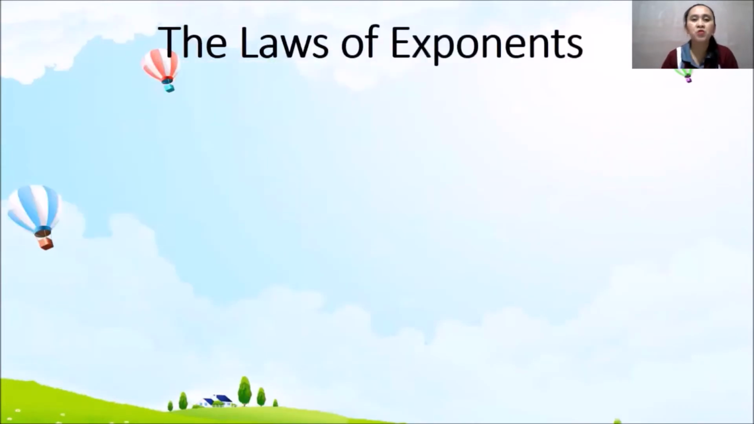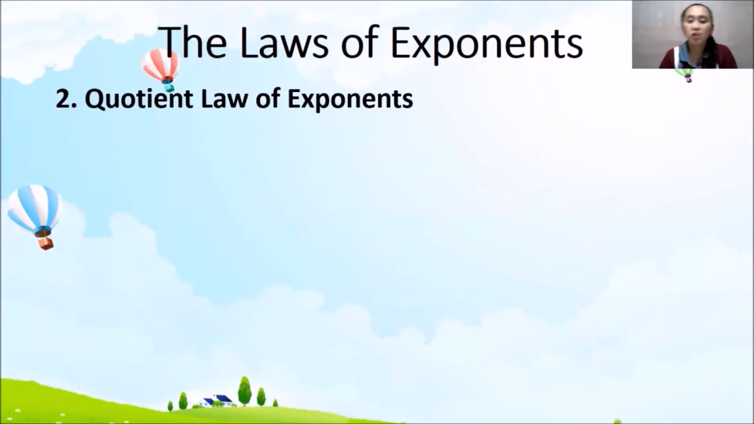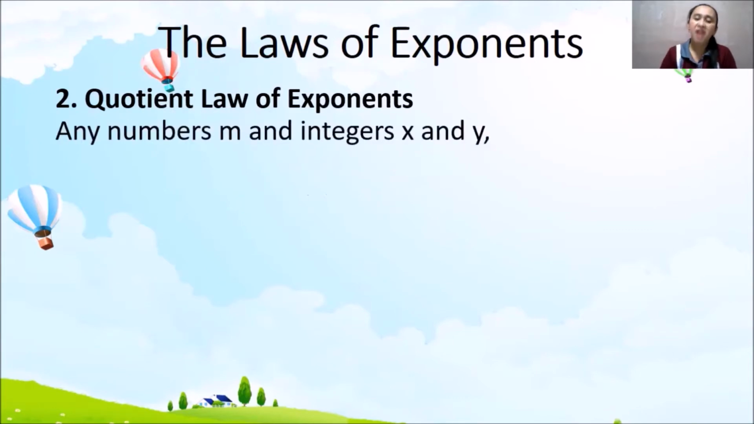The second law of exponents is the quotient law of exponents. If in multiplication the exponents of the literal coefficient are added, in the quotient law of exponents we subtract the exponents of the same literal coefficient. For any number m, where the integers x and y represent the exponents, m raised to the exponent of x divided by m raised to the exponent of y equals m to the exponent of x minus y, if x is greater than y.